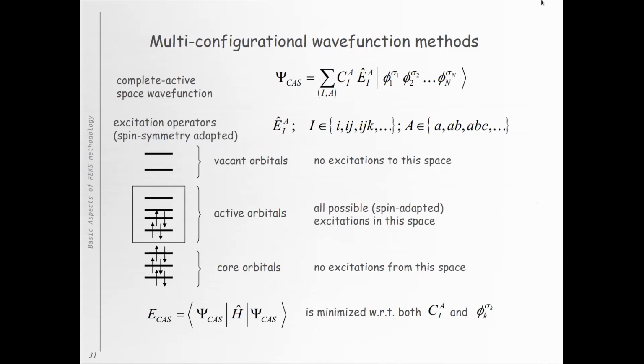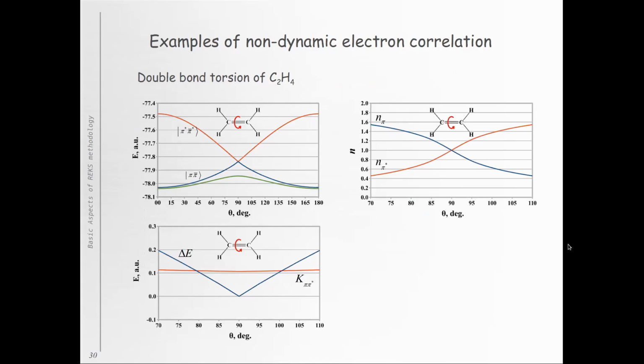Right, so... Yes, yeah, right. May I ask? Yes, of course. I want to ask. You always stress that it is non-dynamic correlation. Yes. What is the principal difference? How can we go to dynamic correlation from here? Or dynamic and non-dynamic correlation?